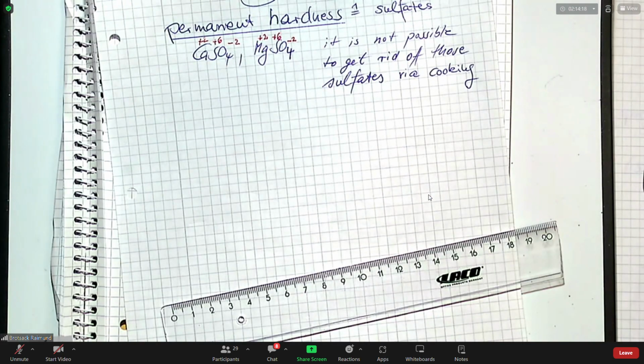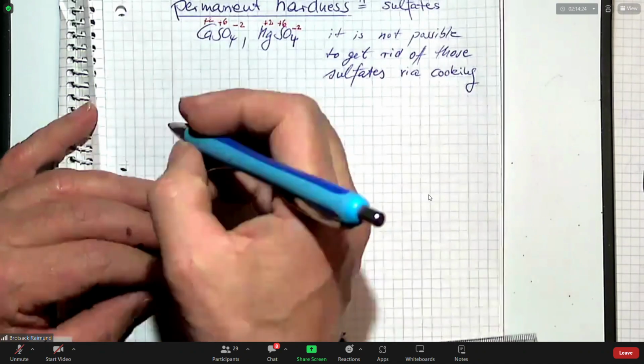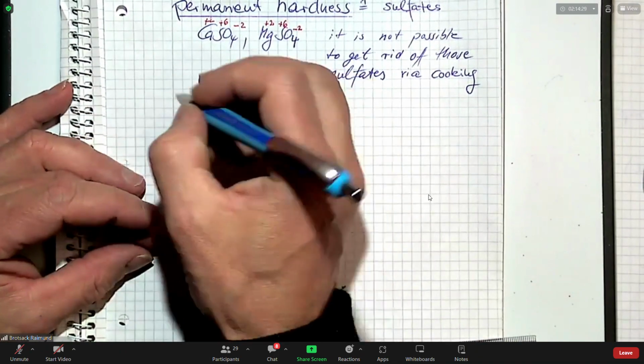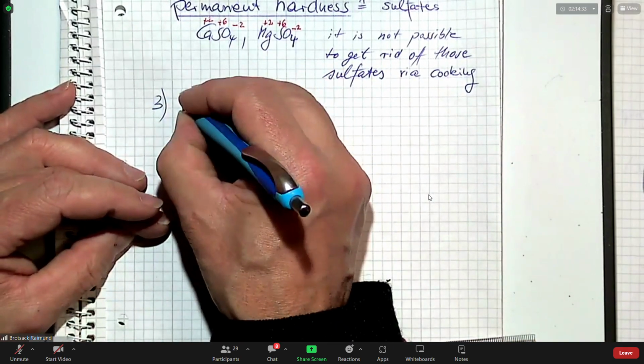Then we get along to the third group of the periodic table of elements. So the next one is the metals of the third group.